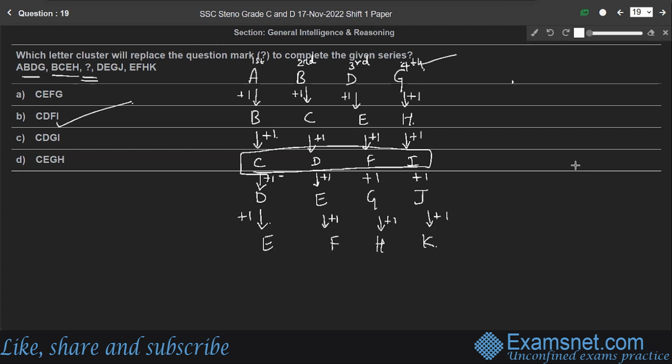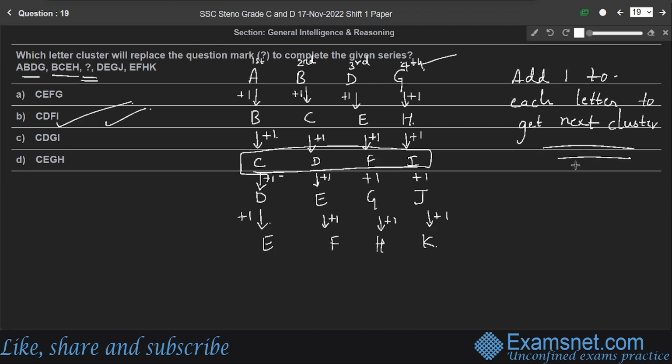Here the logic is, we have to just add 1 to each letter to get the next cluster, right? Therefore, option B is the right answer.